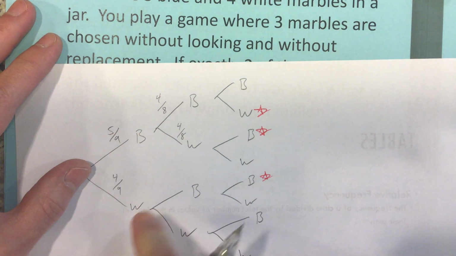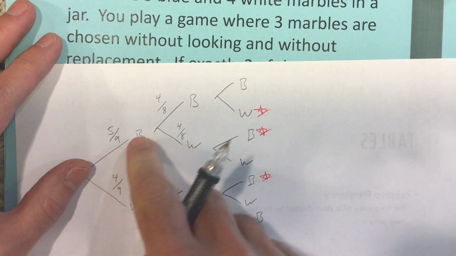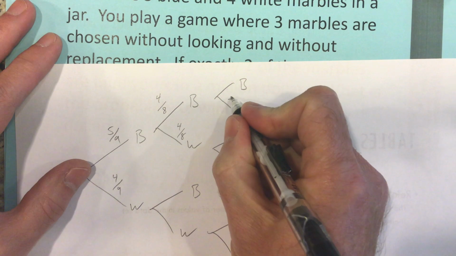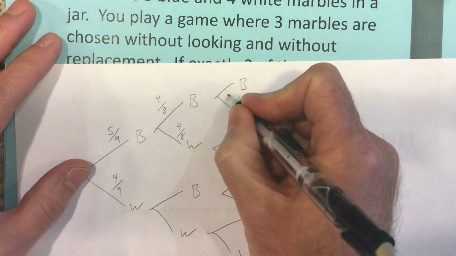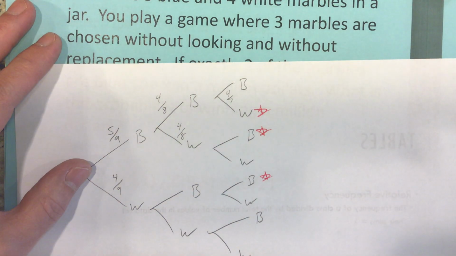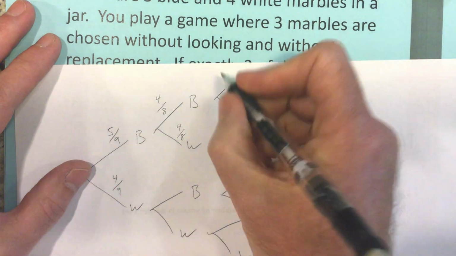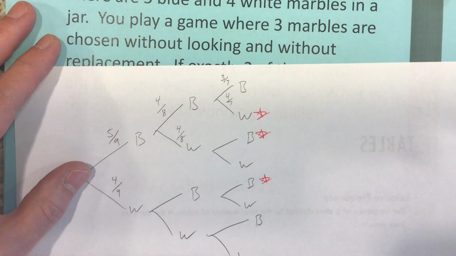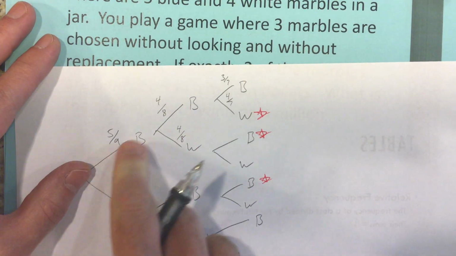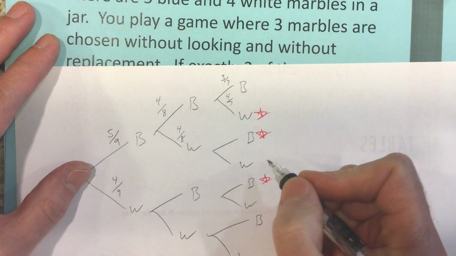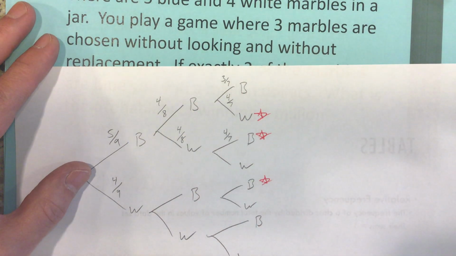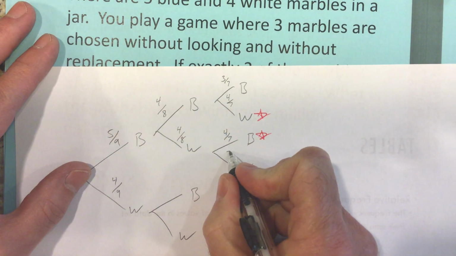Okay, continuing down the branch here, I've gone blue, blue. There are now 7 marbles left, and 4 of them are white. If you want, you can throw this one in. We don't need that branch, but you could write that in if you care. Here, blue then white, so there are actually 4 blues still left out of 7 marbles. And here this would be 3/7.